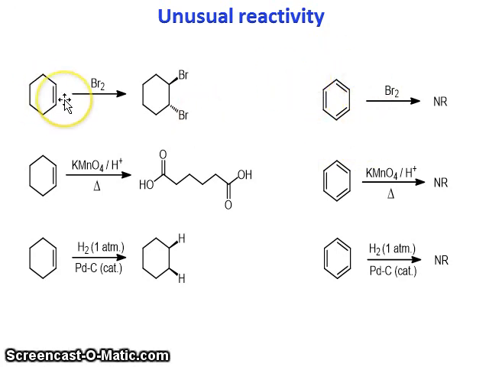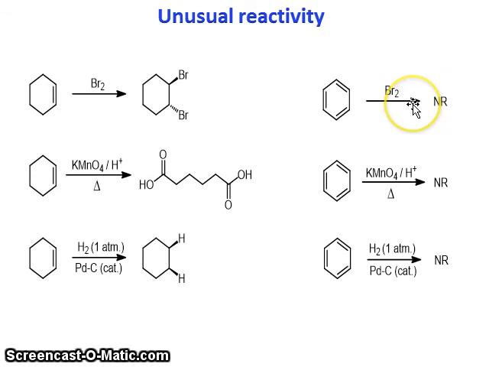So when you react cyclohexene with bromine, it instantaneously reacts, and the bromine atoms add across the double bond and form the dibromide. You oxidize it with a strong oxidant, potassium permanganate, and you make the diacid. You add hydrogen across the double bond, it saturates the double bond and forms a cyclohexane. You try the exact same reactions on benzene and none of them actually works.